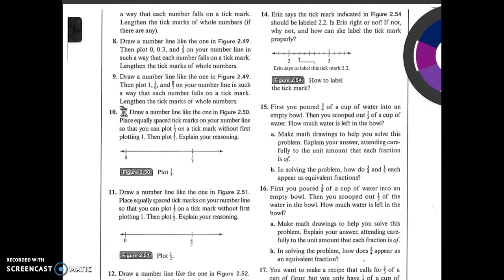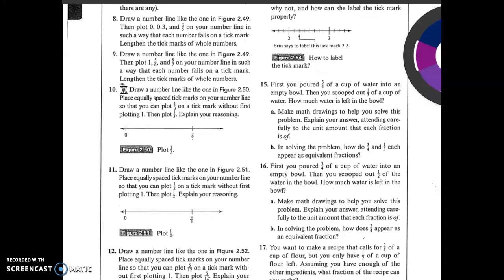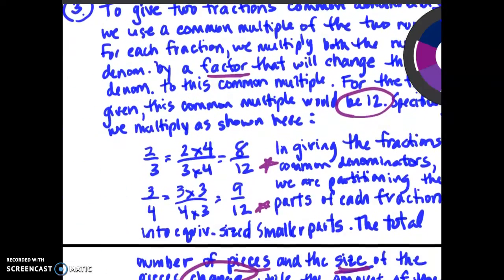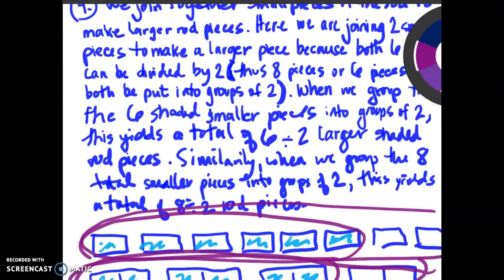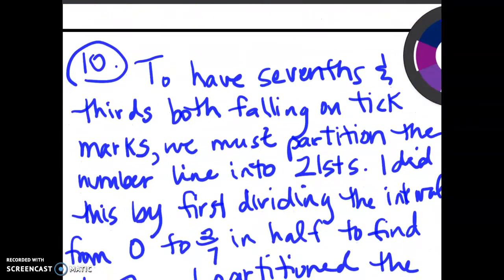All right, so in number 10, we had to draw a number line and place equally spaced tick marks on the number line so that you can plot 1/3 on a tick mark without plotting 1. And then you're going to plot 1/3. But you'll notice that on this number line that we're given to work with, we only have 2/7. So we have a 0 and 2/7, and we have to figure out how to plot a third without putting a 1. So it might seem a little tricky, but here's what I want you to think.